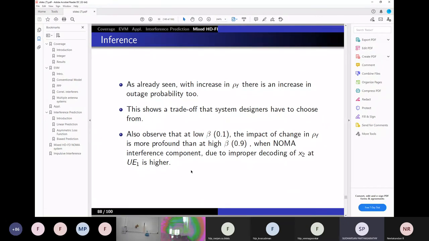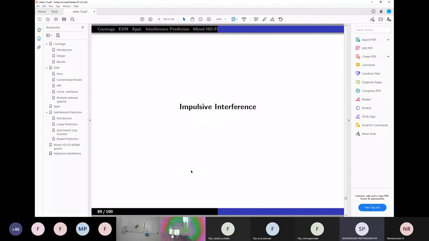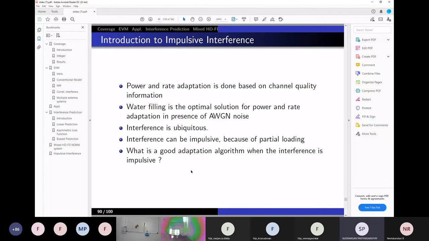Next topic is impulsive interference. It's the last topic of this session. Slide number 90. What is impulsive interference? Generally, we have studied power and rate adaptation, Andrea Goldsmith's famous papers and all that. They assume that you are going to have additive white Gaussian noise, AWGN. But the interference need not fall on an AWGN model. It can be impulsive.